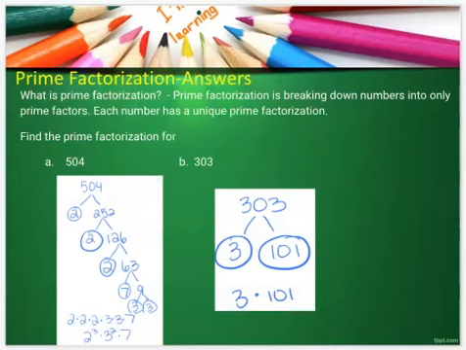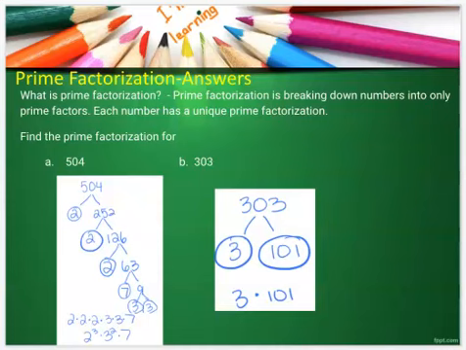All right, here's my answer. So the prime factorization for 504, I like to use tree diagrams or factor trees. So I simplified until I had only primes. So 2 times 2 times 2 times 3 times 3 times 7, or I could write it in exponential form, 2 cubed times 3 squared times 7.